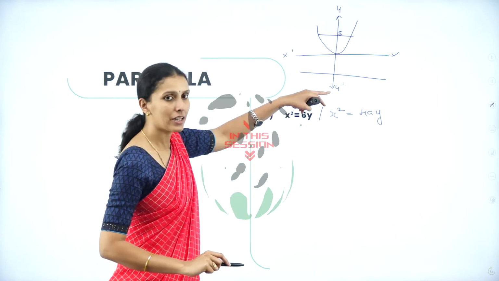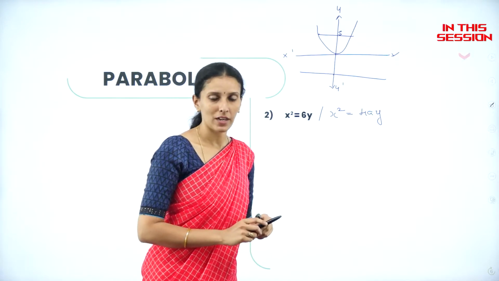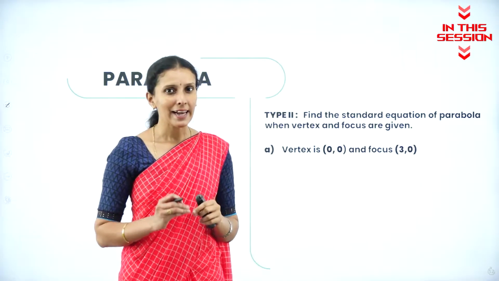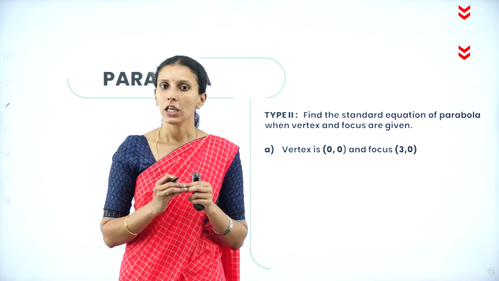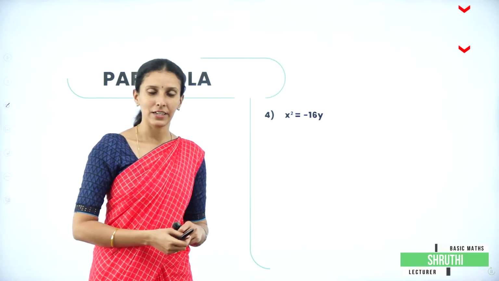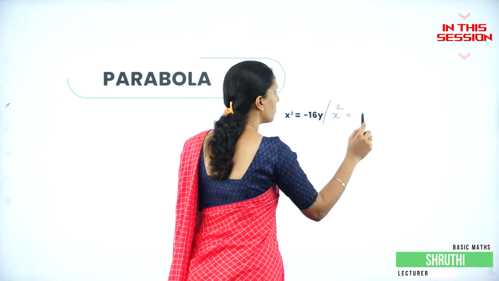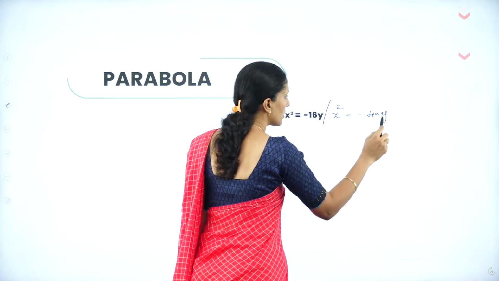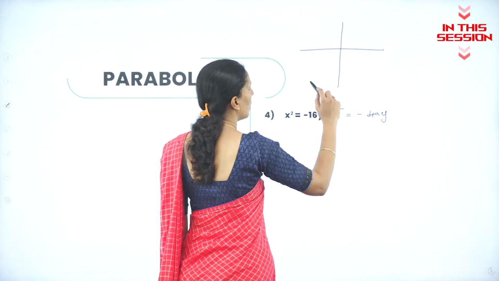Directrix lies in the negative side of the y-axis. Latus rectum lies on the positive side of the y-axis. The characteristics of the parabola are given. We have to write the equation of the parabola. x square is equal to minus 16y. So clearly we can compare this equation with x square is equal to minus 4ay. So this is the standard form of the equation of a downward parabola.